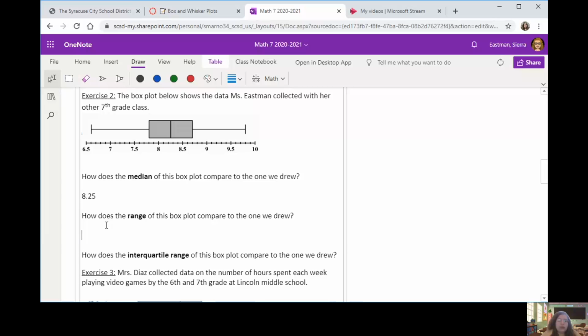With my range, we know that's the maximum number minus the minimum number. So what I'm going to do is use my whiskers. I'm going to find the maximum. It looks like it's about 9.8.